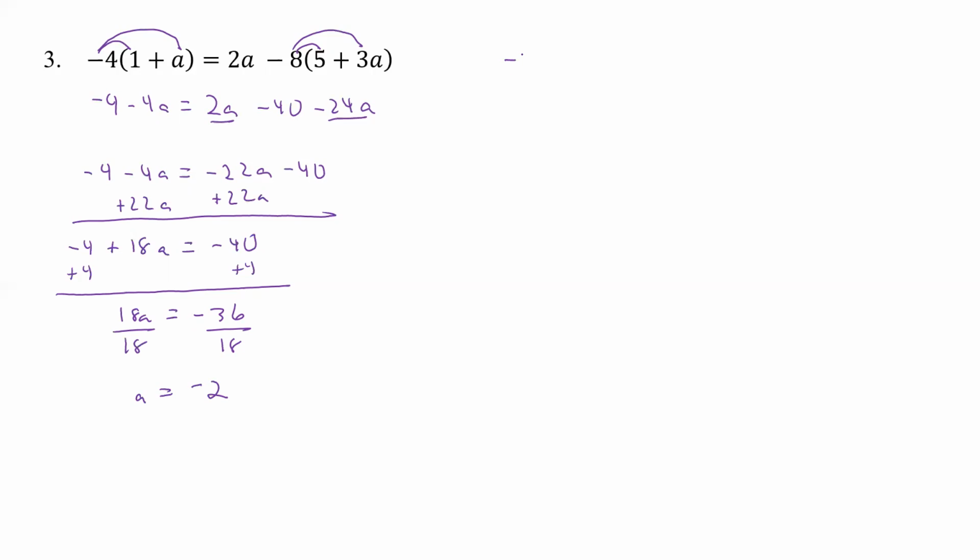If we go back to our original equation, we have negative 4 times 1 plus negative 2 equals 2 times negative 2 minus 8 times 5 plus 3 times negative 2. And so now we work our way inside out and across the board all at the same time. So we'll have a minus 4 times, here's a minus 2 plus 1, which is going to be a minus 1, equals, well, here we have 2 times negative 2, so that's a negative 4. Then we have minus 8 times, well, here 3 times negative 2 is negative 6 plus 5, well, that's going to be a negative 1.